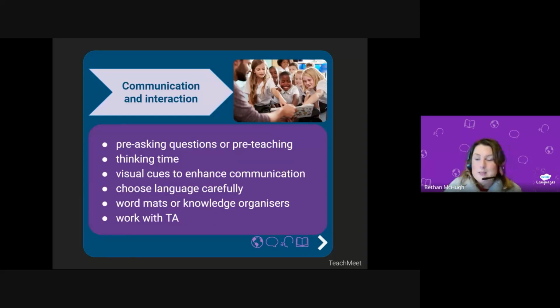So you could work with the TA to possibly pre-teach and just break down those barriers first. And just think about the language you're using and also the language you're teaching. Do you need to have all of these different words? You might cause some degree of confusion. Is there ambiguity in what you're saying or what you're showing? Just ensure that your visual clues are clear.